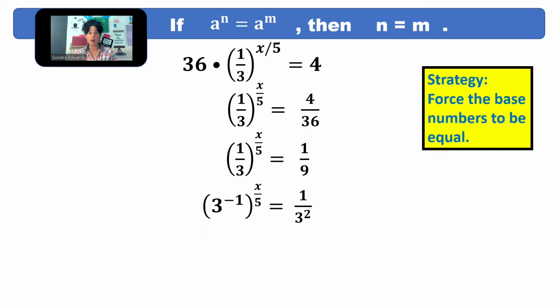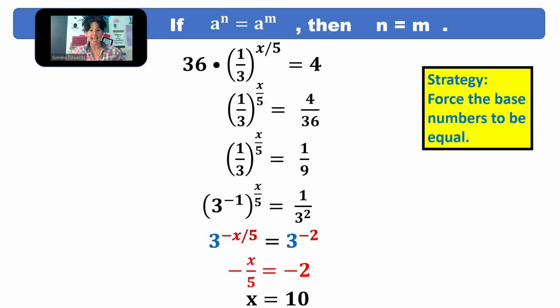I'm going to rewrite 1/3 as 3 to the power of negative 1, and the 9 as 3 to the 2nd. I'm going to be able to change the 1 over 3 squared to be 3 to the negative 2. On that left-hand side, we had a power to a power. Multiply. So negative 1 times x over 5 is negative x over 5. Now we have those matching bases. Set the exponents equal. To finish solving, multiply both sides by negative 5. And our final answer is 10.